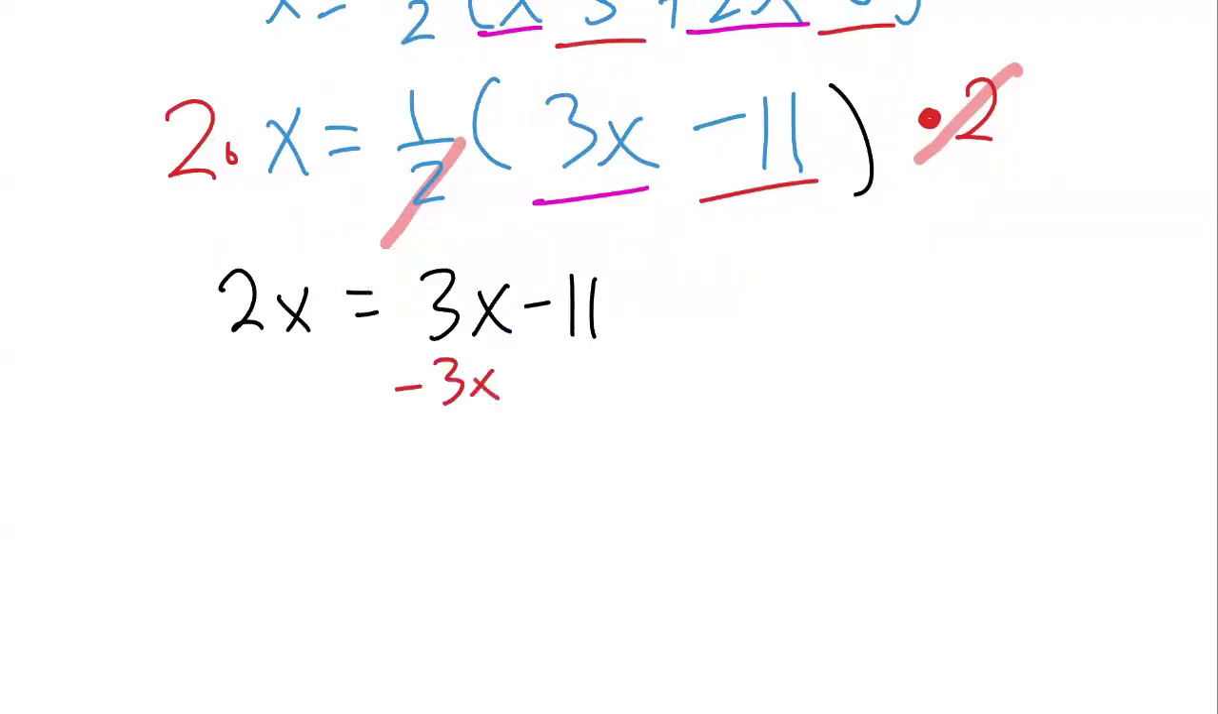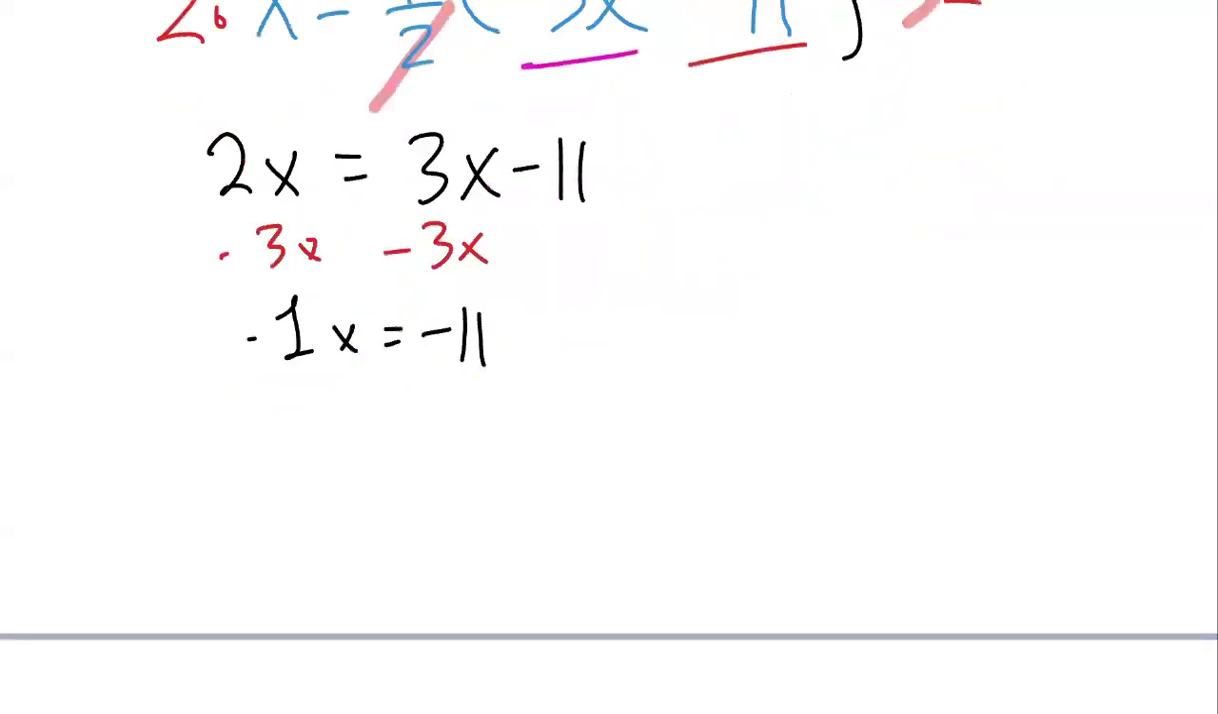Subtract 3x from both sides. -1x equals -11. Divide by -1. X equals +11.